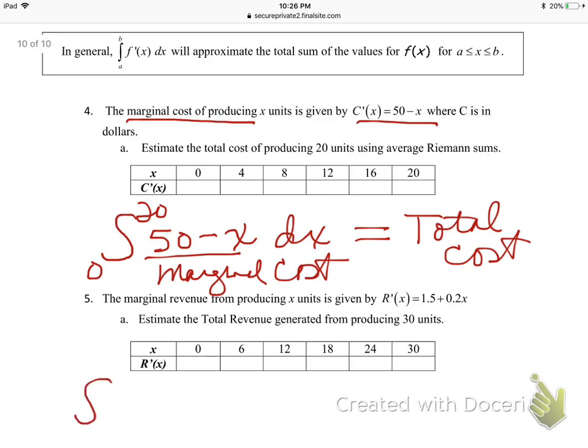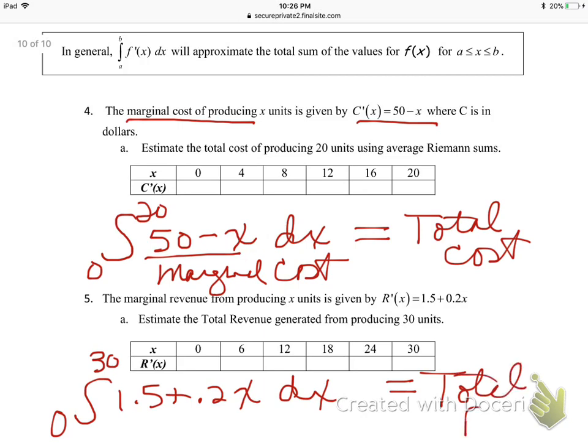Okay, and the last thing I'm going to say is this. If you have marginal revenue, setting this up, this is 1.5 plus 0.2x. I'm running it from 0 to 30. You should be able to do this. I have dx because everything's written in terms of x. If you take the antiderivative of marginal revenue, you will get total revenue. If you take the derivative of total revenue, you will get marginal revenue. So be aware of that so that you understand what you're getting back.